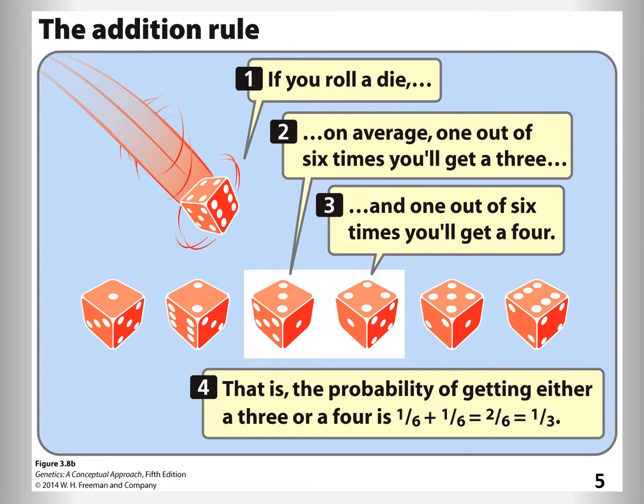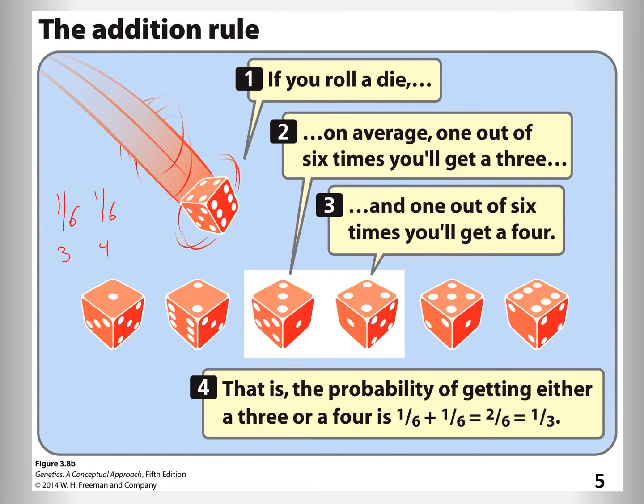What the addition rule states is if there are multiple ways to meet a certain criteria, you add the probability of all of the possible ways or paths to meet that criteria. So, for example, if we were to say, what is the probability of rolling a six-sided die and getting a 3? That would be 1/6. If we said, what is the probability of rolling a six-sided die and getting a 4? That would also be 1/6.